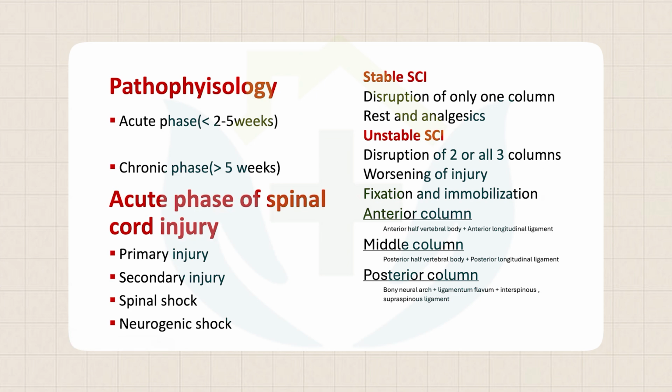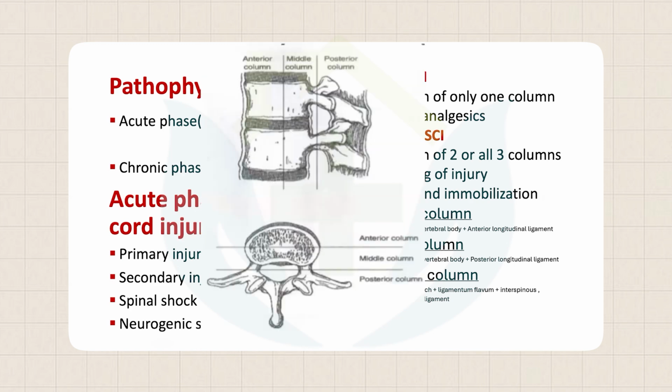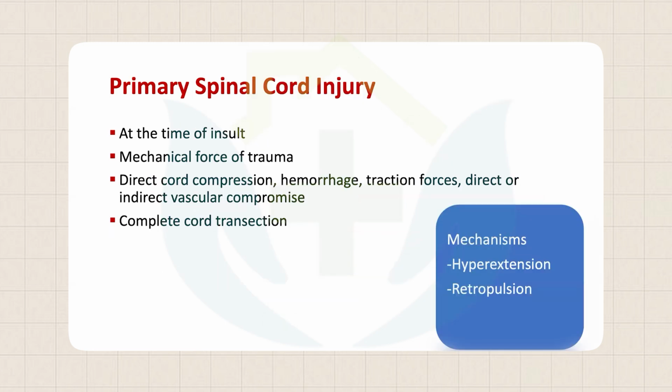Very, very important. Why? Because whenever you diagnose that it is an unstable injury, you have to immobilize the spine and call the neurosurgeon for immediate surgical fixation, because later on the neural injuries are going to aggravate. So this is the importance of an unstable spinal cord injury.